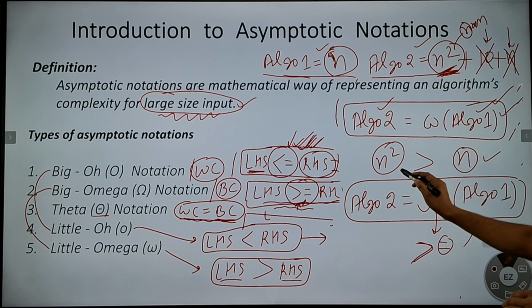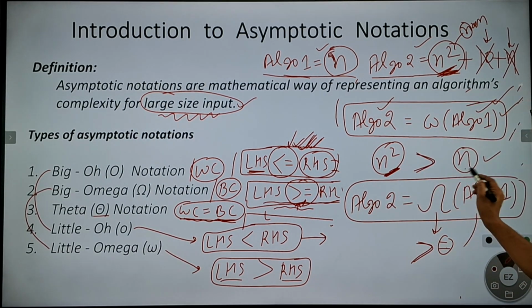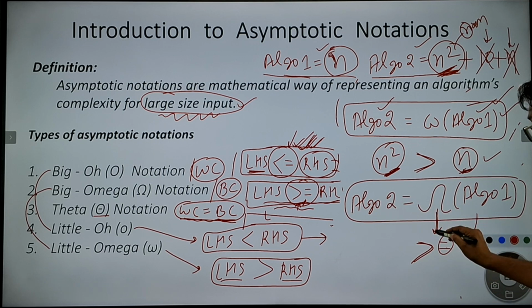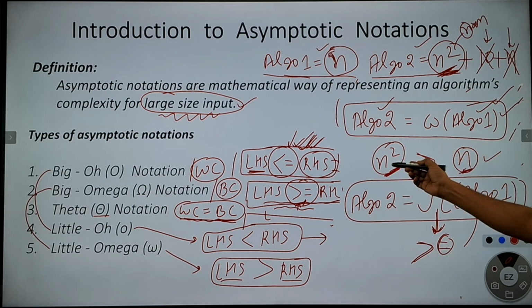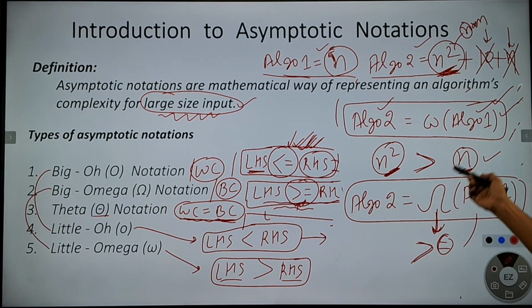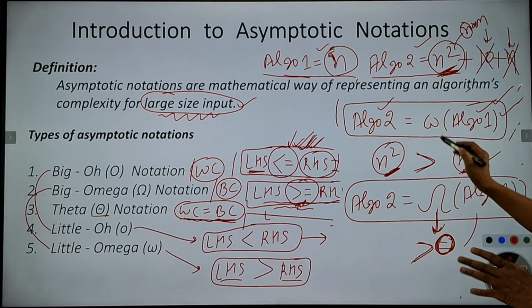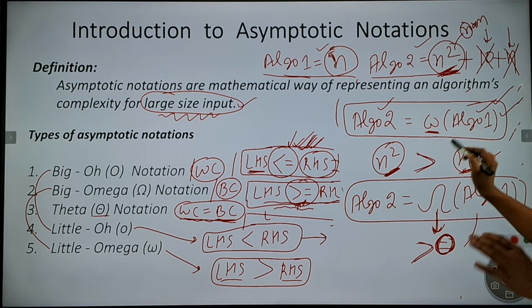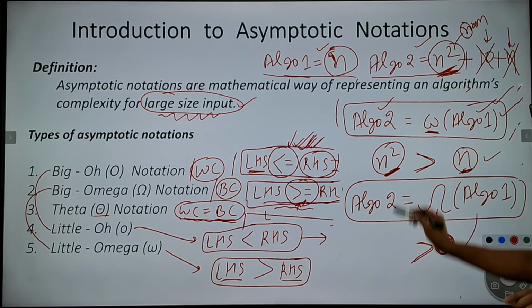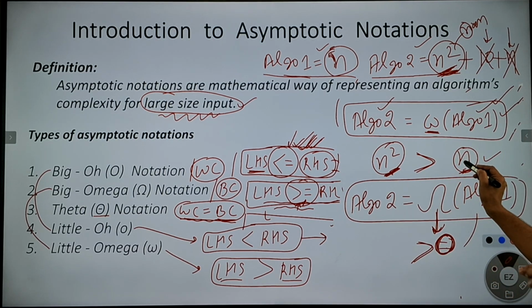Why? Because this is strictly greater than this. If I am using big omega, there will be a question in my mind that maybe they are equal, but they are not equal. N square is definitely greater than n. They are not equal at all. Why use the big omega? Why create this dilemma in mind that they might be equal? Okay, so now you must be understanding when to use the little omega: whenever the left hand side function is strictly greater than the right hand side.